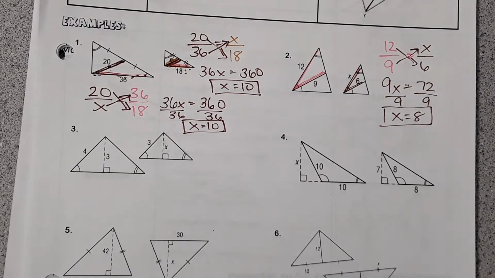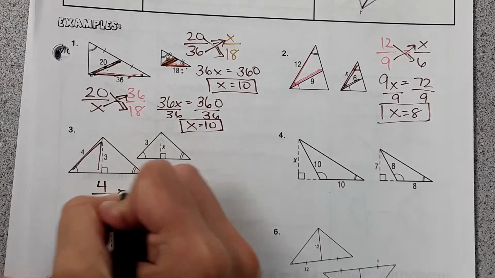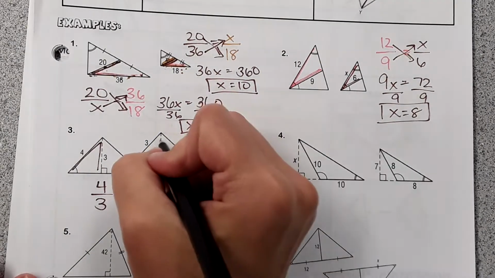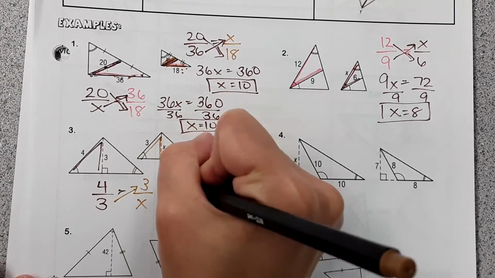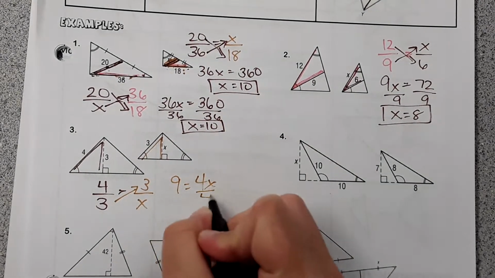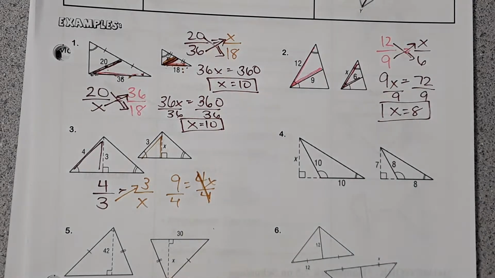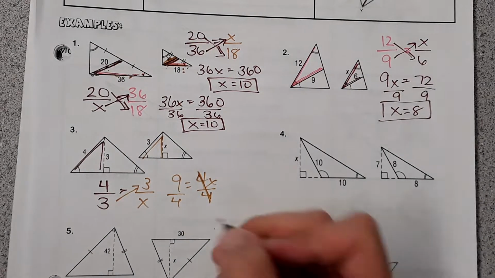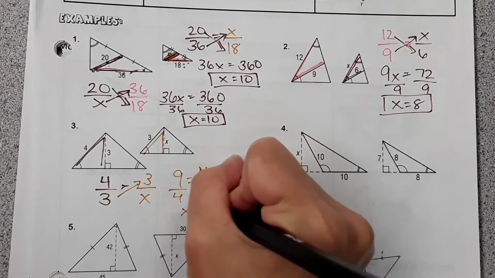Number 3, same thing. I'm going to do 4 over 3 equals 3 over x. So we get 9 equals 4x, divide both sides by 4. 9/4 might be the answer that's in the answer choices. The answer choices might also be as a decimal. 9 divided by 4 is 2.25.